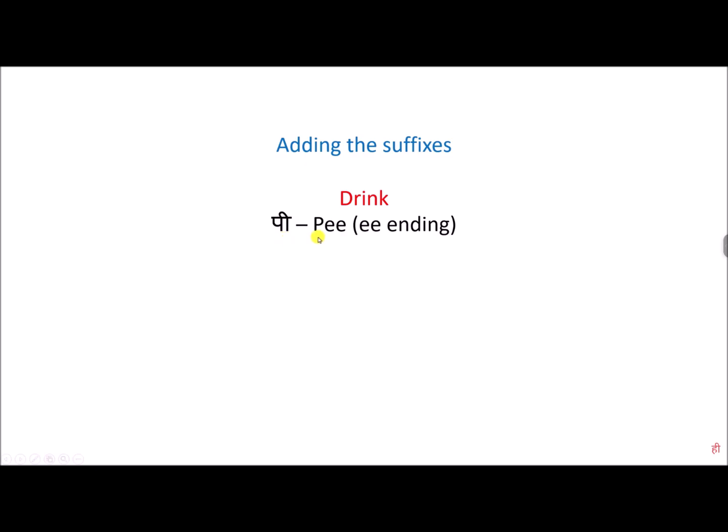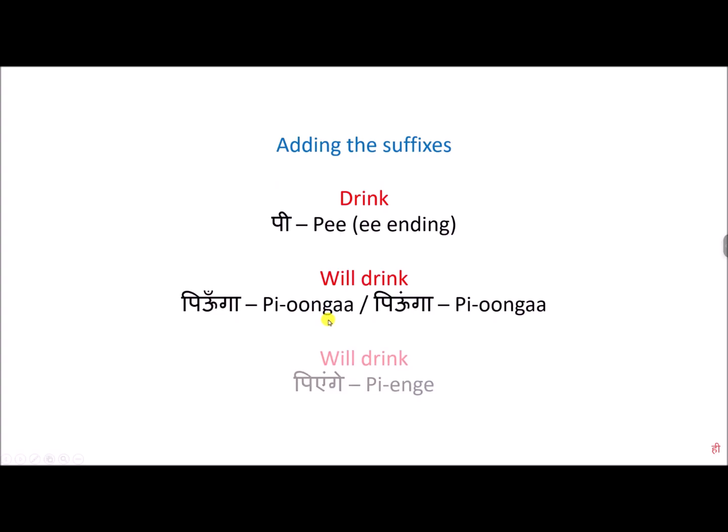If we have ee ending like pee, then when we add, we reduce the long ee to short i, and then add the suffix as it is. So piunga, pienge. Okay, you can use Chandrabindu here also, but these are the normally used ones. Okay, pee is made to pi.